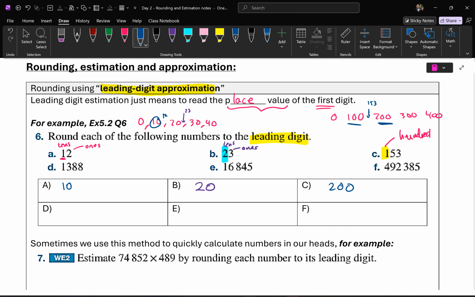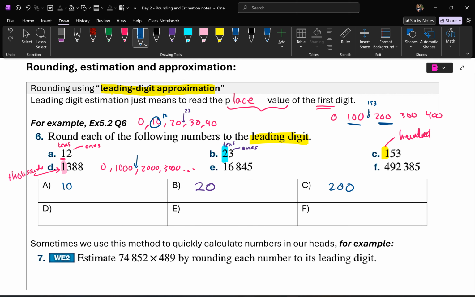Then the next one, D. D has a first digit of 1 again. But what place value is that? Let's go with Michael. Thousands. Very good. So this is your thousands column. And so you then go with your multiples of thousands. You start off with 0, then it's 1,000, then 2,000, then 3,000, and so forth. So you ask yourself, where is 1,388?